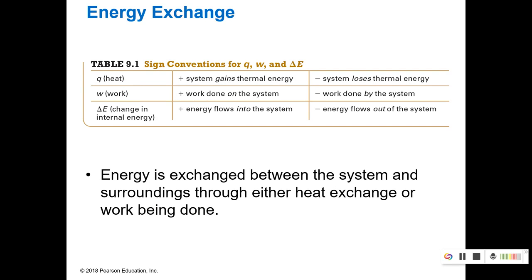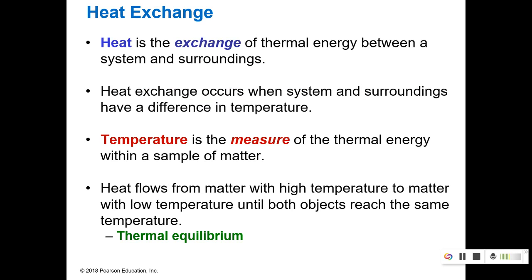Okay, so energy is exchanged between the systems and it's either in heat or work being exchanged. So heat is the exchange of thermal energy. Okay, temperature is a measure of the thermal energy. So people often use heat and temperature interchangeably, but they're not. And if we have two objects that are exchanging heat, when they both reach the same temperature, that's when we have thermal equilibrium. And we'll talk about that in the next video more.